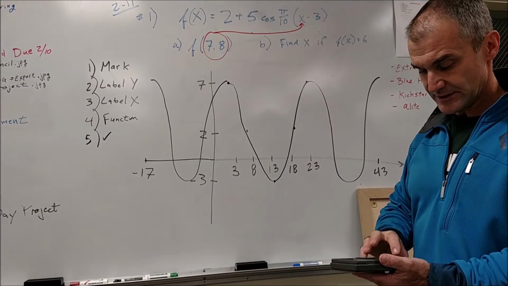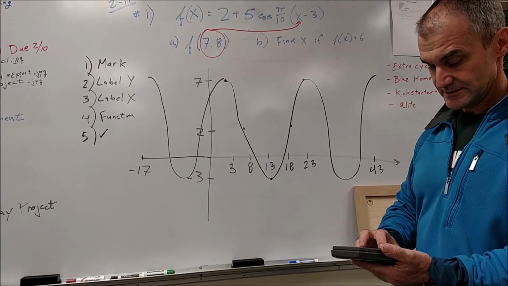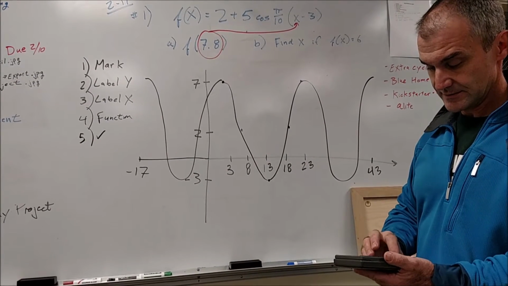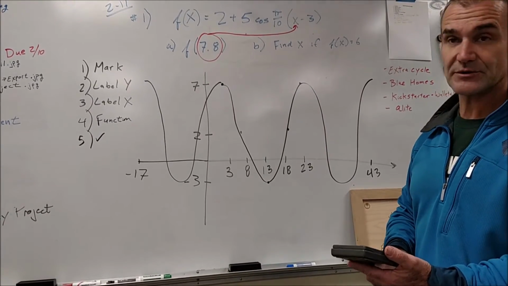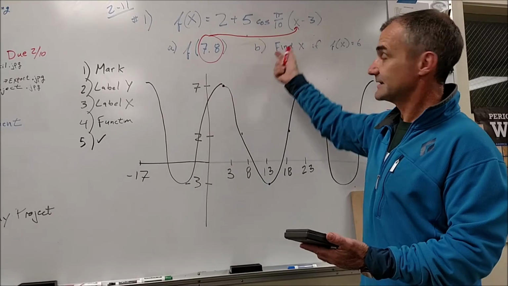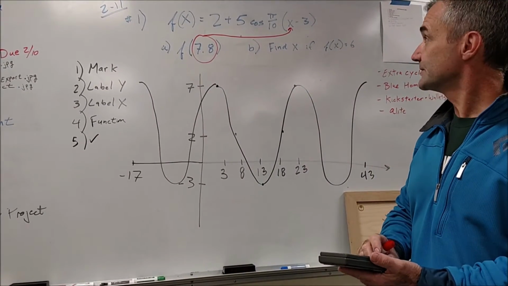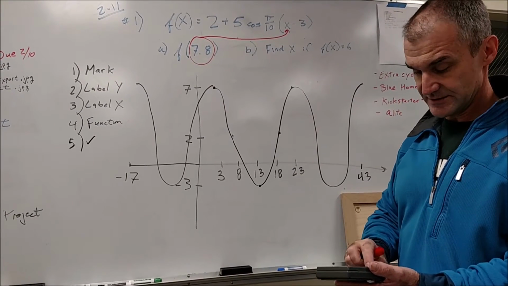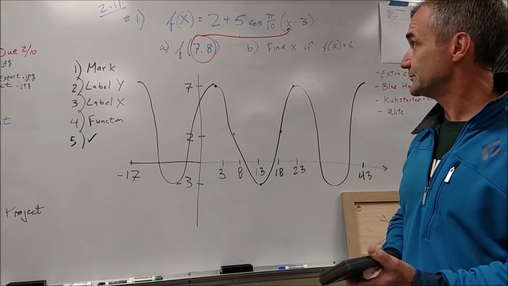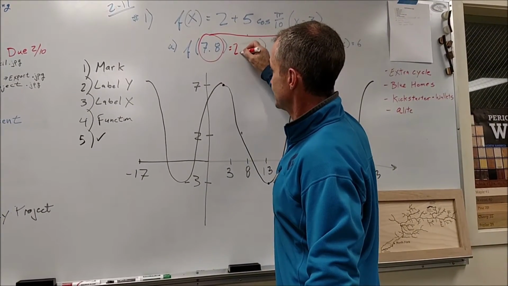So in radian mode I go 7.8 minus 3 times pi equals, divided by 10, and that gives me 1.5. Then I'm going to take the cosine of that, cosine of my answer, times 5 plus 2, and that'll give me 2.3. So f of 7.8 is equal to 2.3.